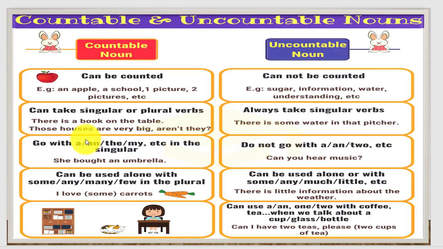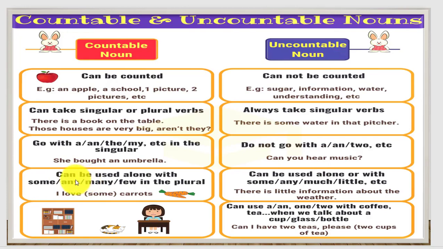They are used along with a, an, and the when they are in the singular form. She bought an umbrella. As I told you, it will be wrong to say she bought an umbrellas. If it is pluralized, you do not need to use an. So when they are used in the singular, we use a, an, or the as an article with them. Uncountable nouns do not go with any of these articles. For example, you cannot say can you hear a music. A music will be wrong. So you cannot use an article with uncountable nouns. Can you hear music is correct. Can you hear a music is wrong.